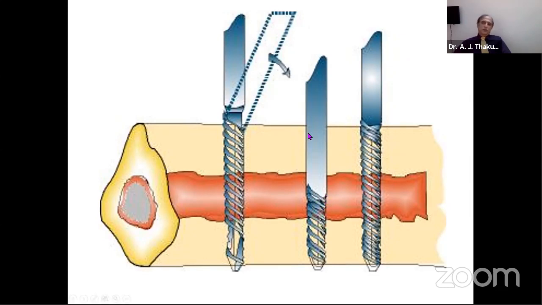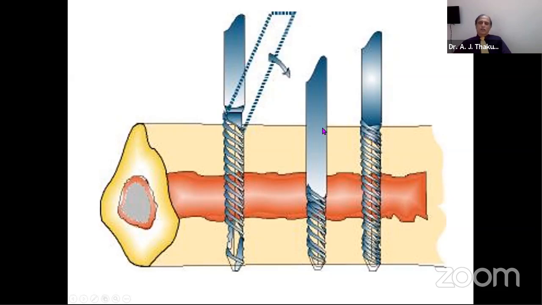This is a partly threaded screw. It has got hold on the distal fragment and no hold on the proximal fragment. These screws are usually used for preloading by compression, and they are not being used anymore, or they are being used less and less.